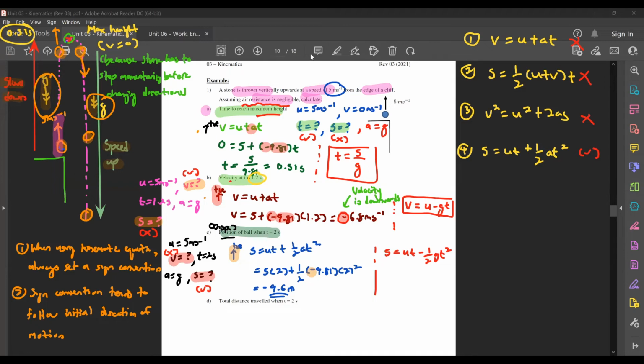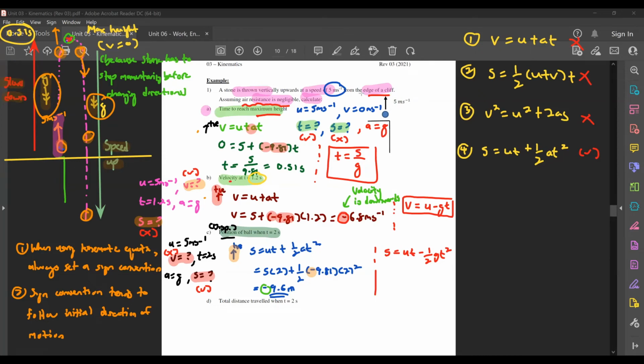Now, same thing as before. What is the significance of this negative? This negative here is actually indicating to you that you are now below the cliff. You see, you actually projected your stone from the edge of a cliff. So if you look at your cliff, this is where your cliff is. Maybe I should use a different colored line. This is where your cliff is. This is the level that you started off. This is the cliff, the starting point.